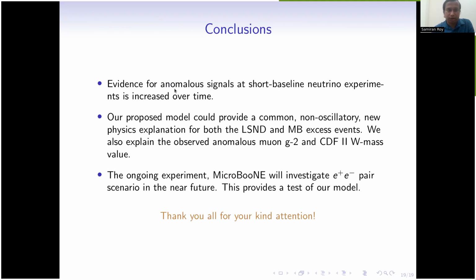I will draw my conclusion here. The evidence of anomalous signals in short baseline neutrino experiments has increased over time, and our model can explain both the LSND and MiniBooNE excess, and we can also accommodate the muon g-2 and CDF II W-mass values. MicroBooNE is an ongoing experiment. It will look for the e+ e- pair signal in the near future, so this will provide a test of our models. Thank you all for your kind attention.